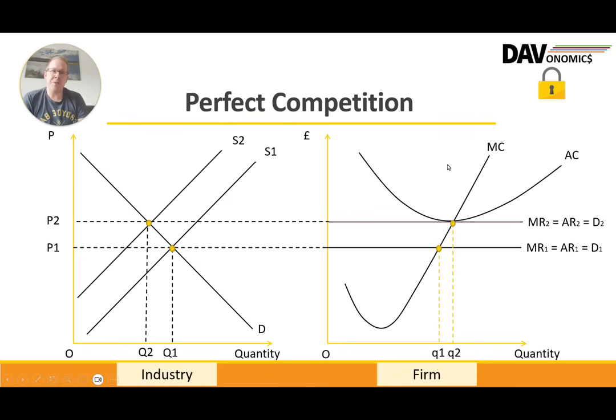So if you make a loss, firms exit the market, price goes up, and the opposite would be true if you made a profit. So very technical diagrams there, and not ones I'm expecting you to bring into lots of other answers, but one you need to have up your sleeve, and they test you specifically on this.